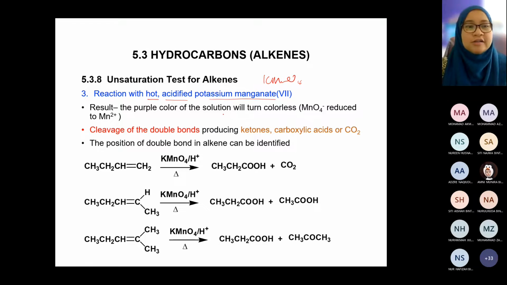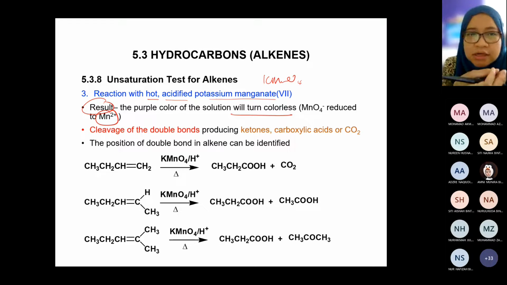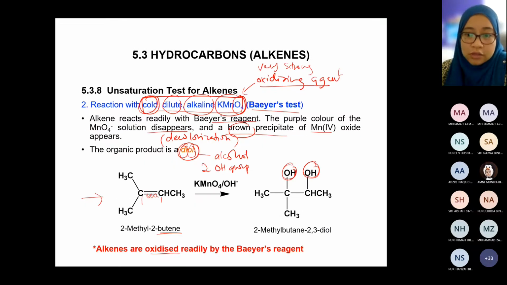For the result or observation, you must have an observation. The purple color of the solution will turn colorless. Again, it will be decolorized. Here it is only mentioned that MnO4 minus will be reduced to Mn2 plus. It doesn't mention any precipitate. The one that mentions a precipitate is number 2.